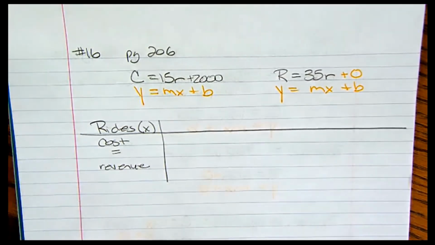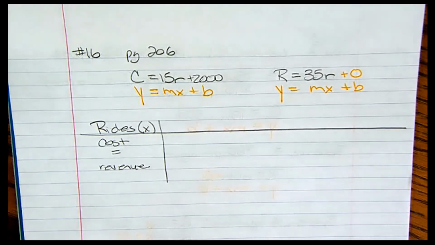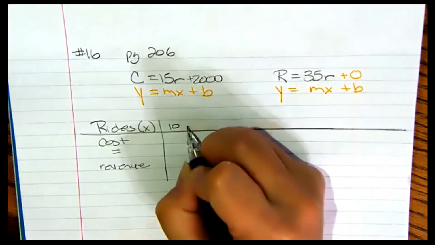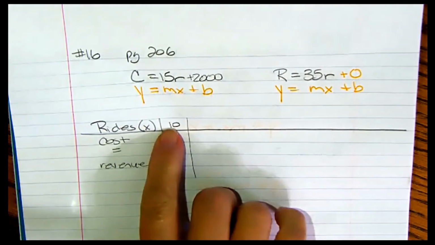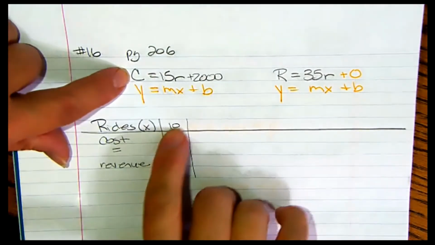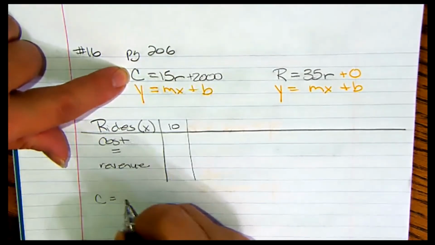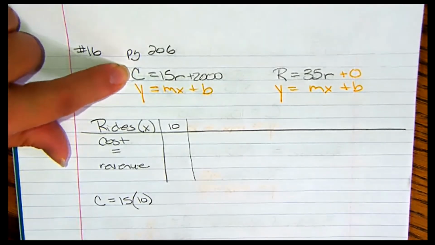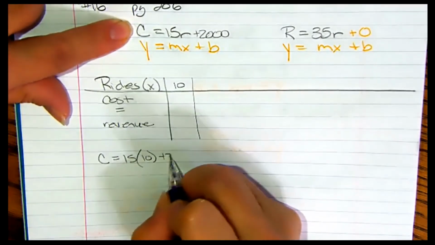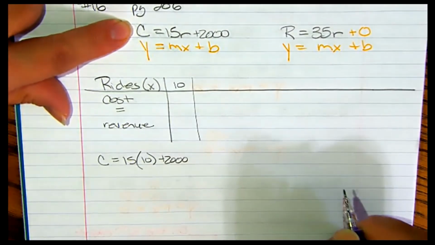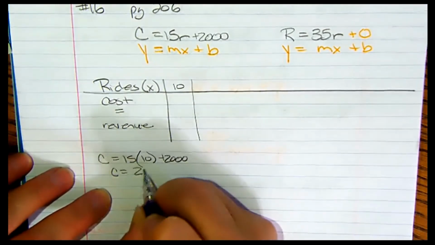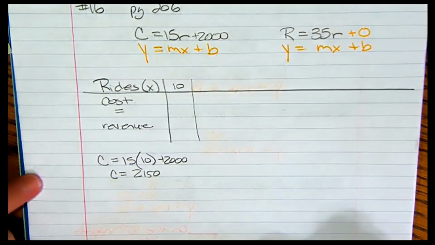So let's start with, when I look at this, you know what? I'm going to start with 10 rides. So now we're going to plug that 10 in. So the cost is equal to $15 times 10 rides plus 2,000. And you can use a calculator for this. My cost is equal to 2,150.